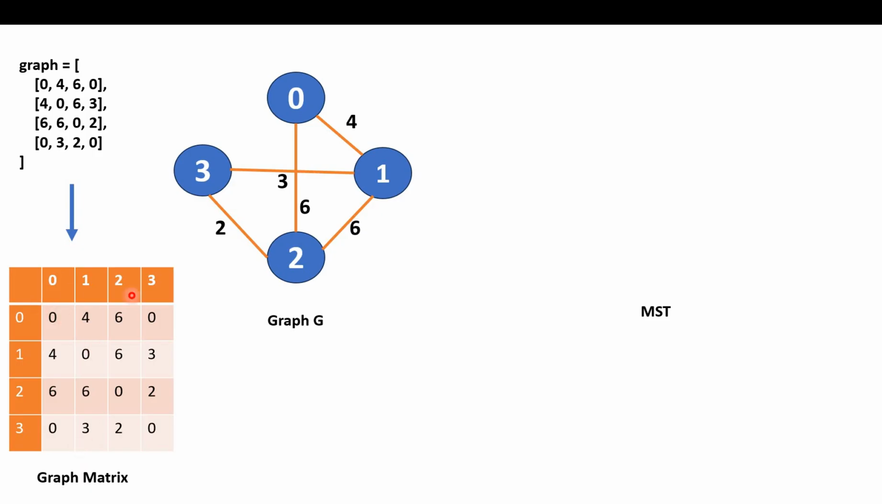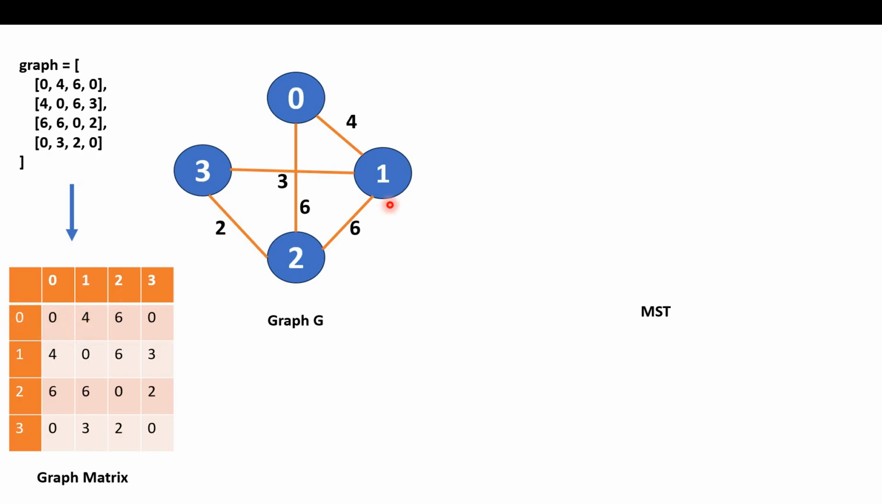So there are a total of 4 vertices. That is, a 4 by 4 matrix is there. That is, vertices 0 to 3 are present. So total vertices are 4. Now see here, 0 to 0 would be a self loop. So there is no self loop present. So that is 0, meaning there is no direct path for the particular vertex.